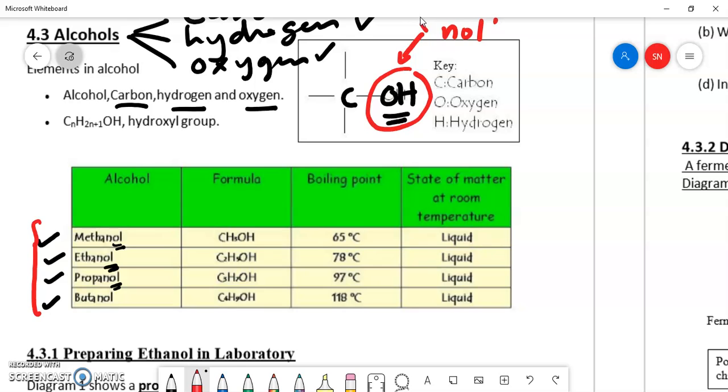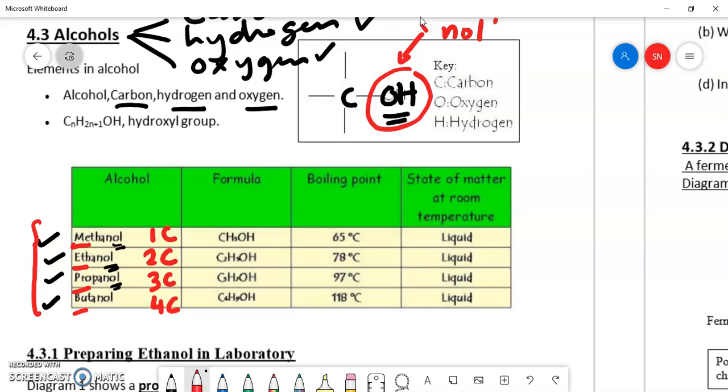Methanol has one carbon atom. Ethanol has two carbon atoms. Propanol has three carbon atoms. Butanol has four carbon atoms. So it has to be in this order. You can remember it as met, et, prop, and but. This is the order.